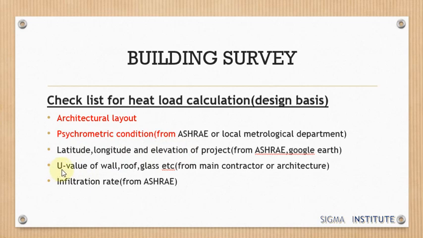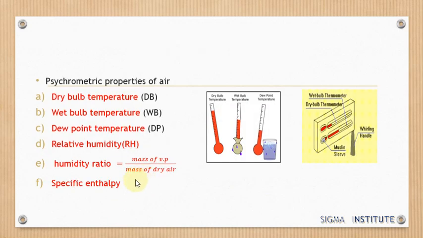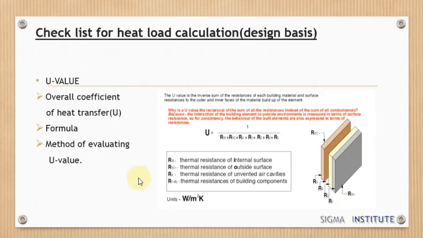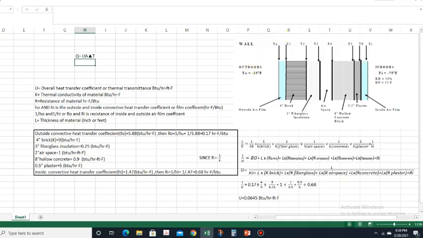Now the next thing is the U value. Now let's move to a point, U value. U value is nothing but the overall coefficient of heat transfer. We know that the heat gain through different sources is calculated by this equation: Q is equal to UA delta T, where U is the overall coefficient of heat transfer.